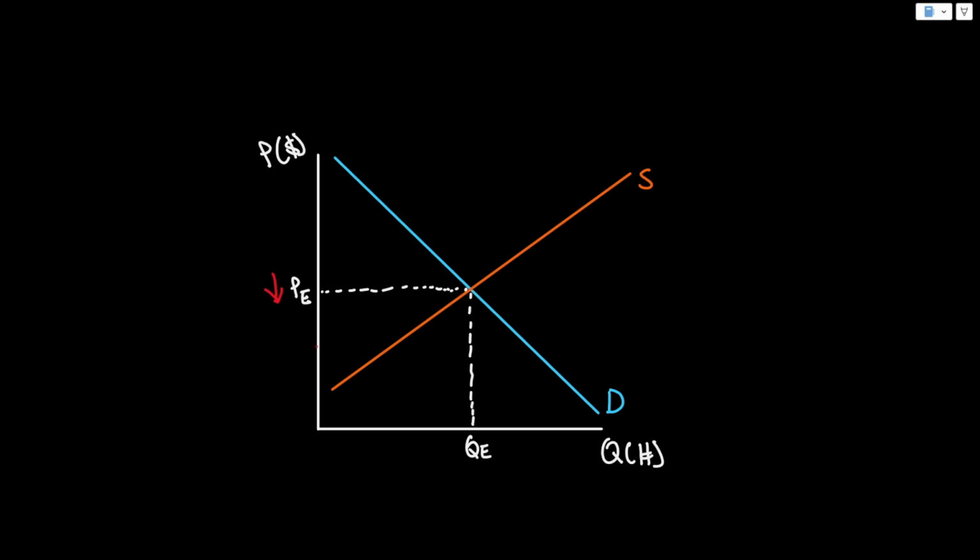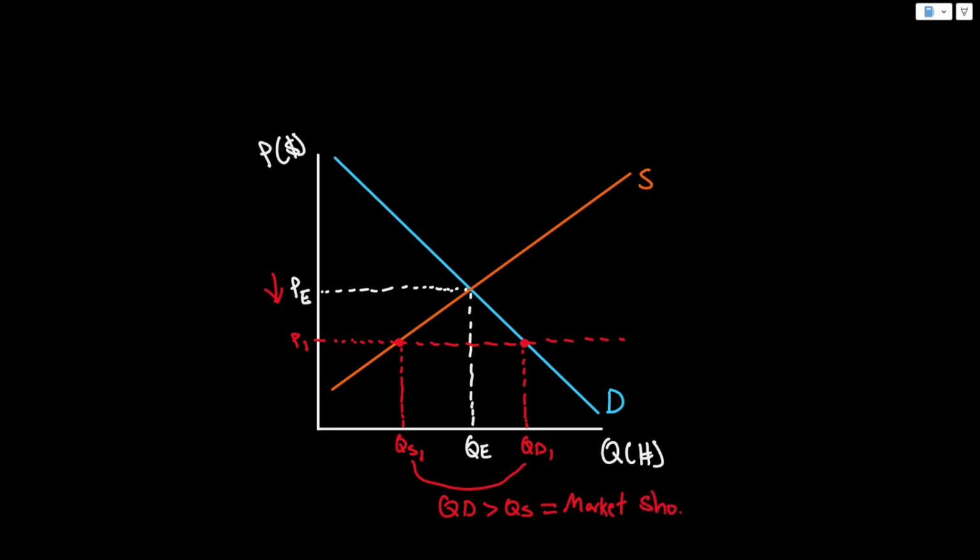All right, so for an example, if I pick anywhere like here, let's call it P1. I'll draw this line out. We could see 2 points, so one right here and one right here. So this would be our quantity of supply, because it's on the supply curve, and here will be our quantity of demand on the demand curve. So if we look at it, we can see that quantity of demand is greater than our quantity of supply, which tells us that this is a market shortage.